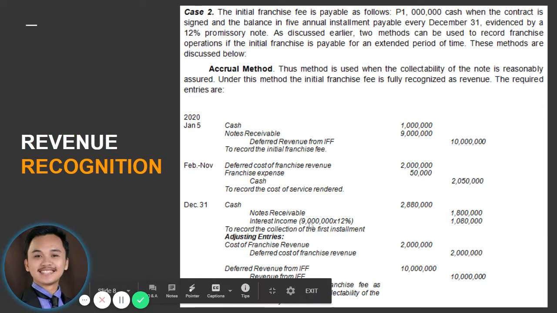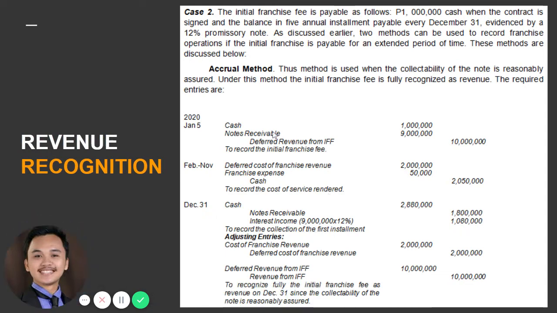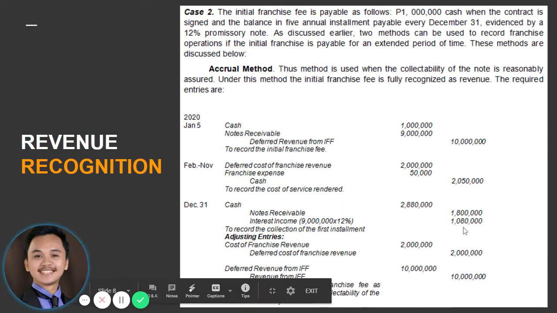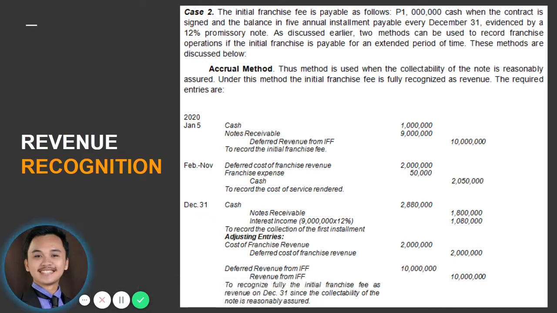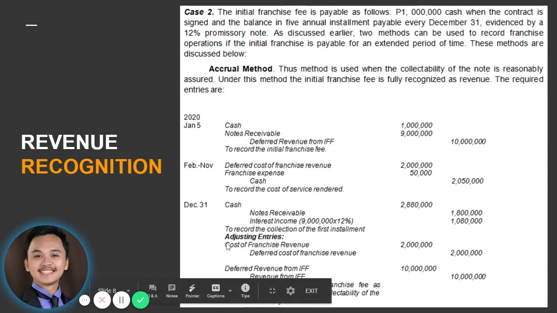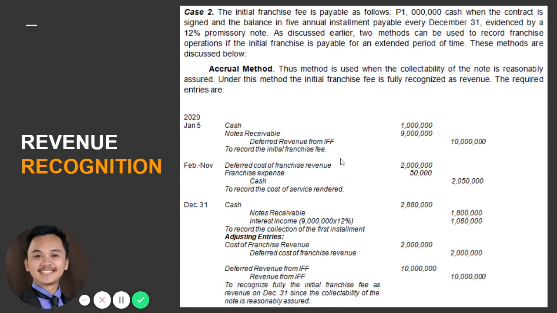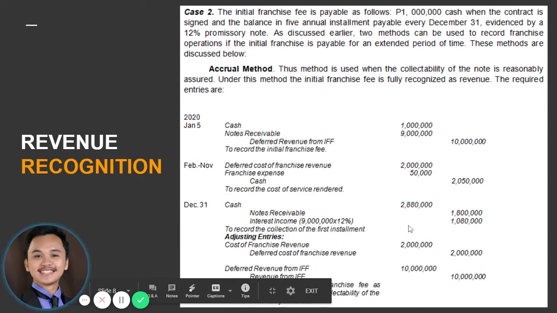And also, we have interest income of 1,080,000. So, your interest rate there is 12%. Therefore, 9 million na balance times 12%. So, therefore, we have a total interest income of 1,080,000. So, naka-receive ng cash si franchisor on December 31 a total of 2,880,000. On December 31 also, we need to prepare adjusting entries to record our cost of franchise. So, debit to cost of franchise revenue, which is 2 million, and credit to deferred cost of franchise revenue for 2 million.